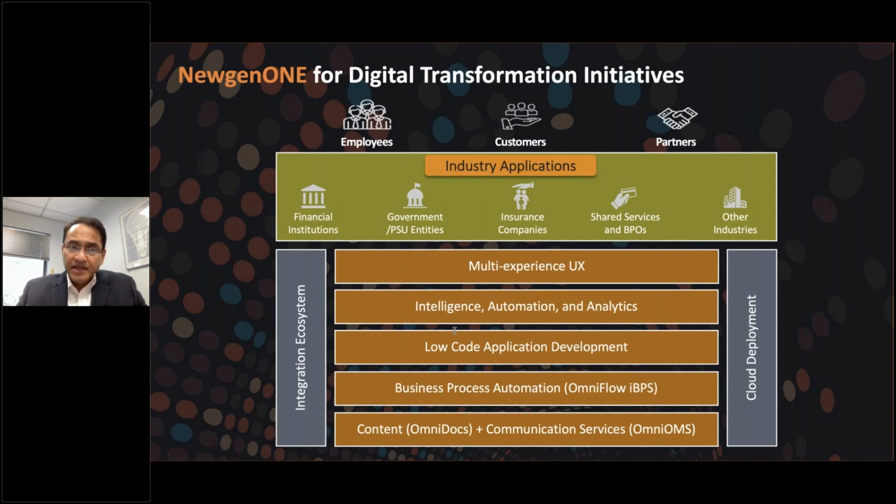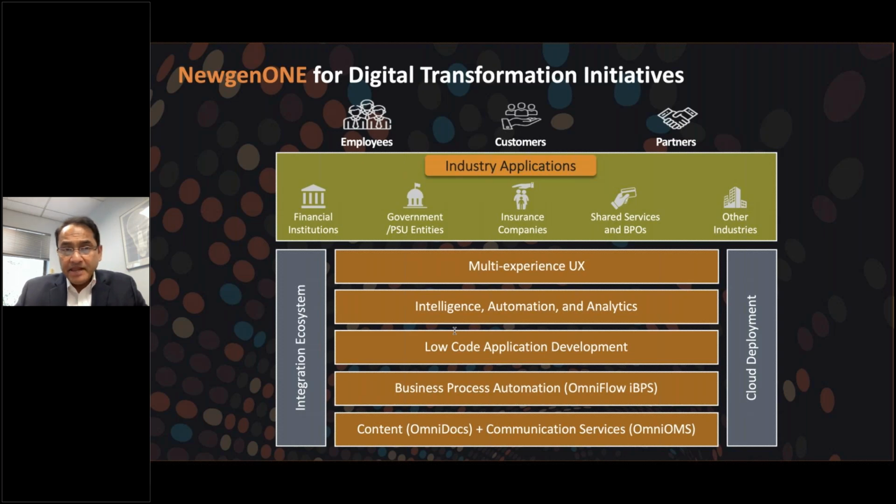all of these technologies. What all of these allow you to do is to configure and develop those business applications across industries, digital business applications across industries, financial institutions, government, public sector, insurance, shared services, several others. I'm going to touch upon this in a little bit detail in my upcoming slides.